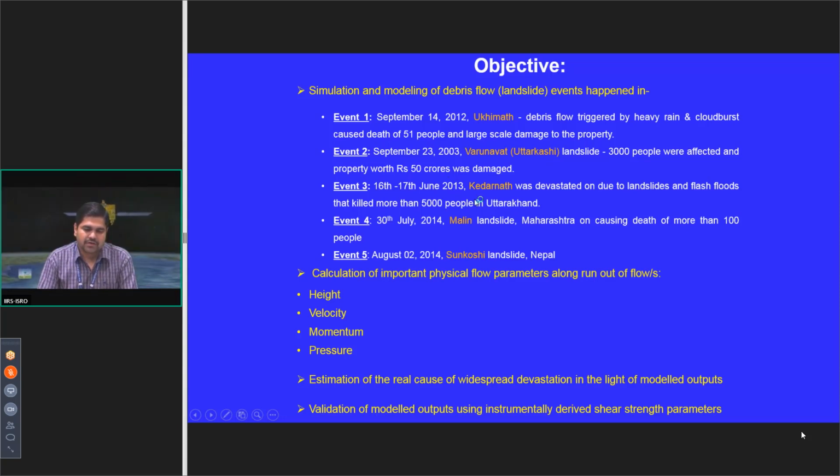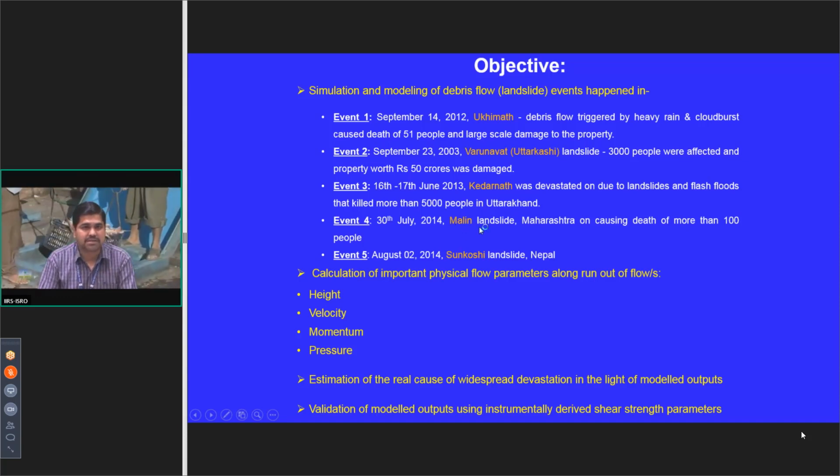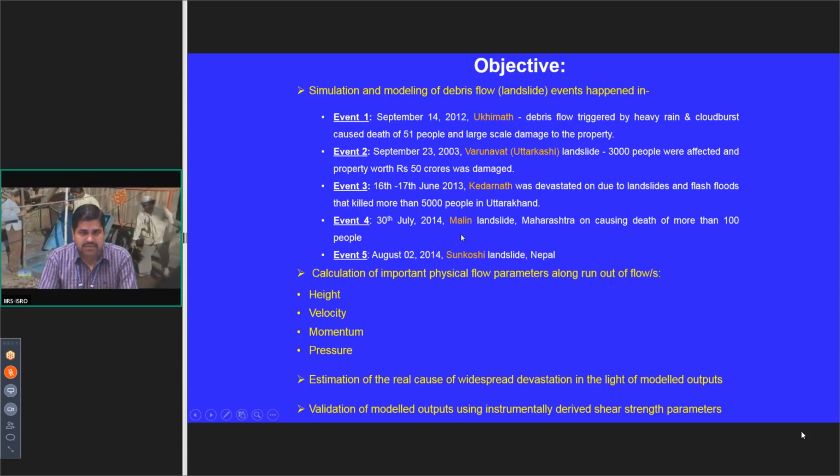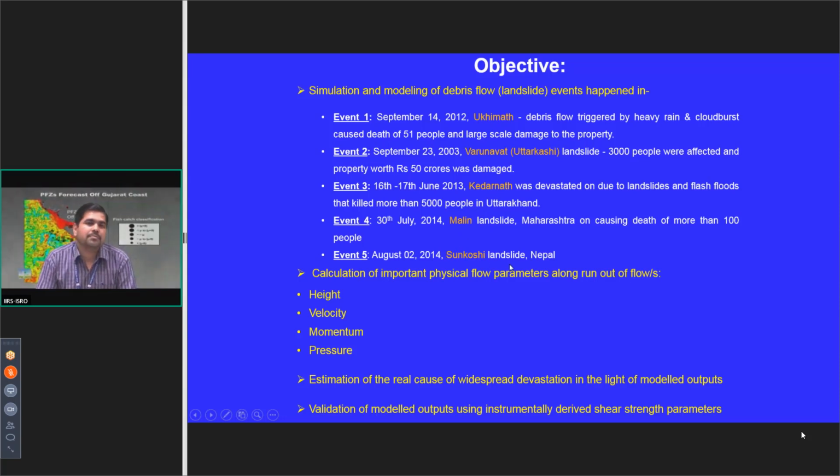Then we thought, why not try this landslide model as a numerical simulation outside the Himalayan zone also. So we took one landslide from Malin in Maharashtra, Sahyadri Hills in Deccan Basalt. So it's altogether different from this. And then we have taken one from Sankosi, that is in Nepal.